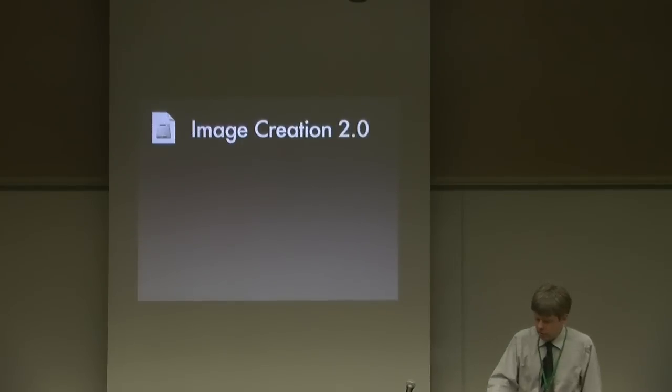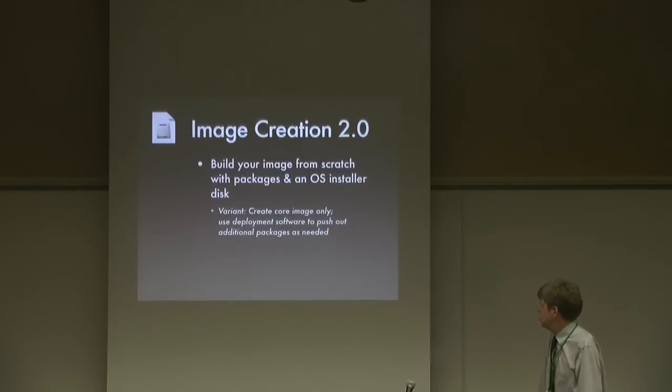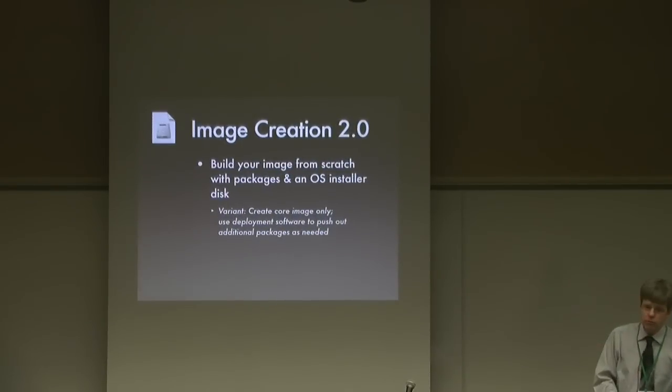So what I call image creation 2.0 is where you build your image from scratch, one of two ways. You either take an OS and, for example, use the net install method from Apple, where you basically throw everything in and it just installs like an OS installer with a lot more packages. It's still a package-based method.